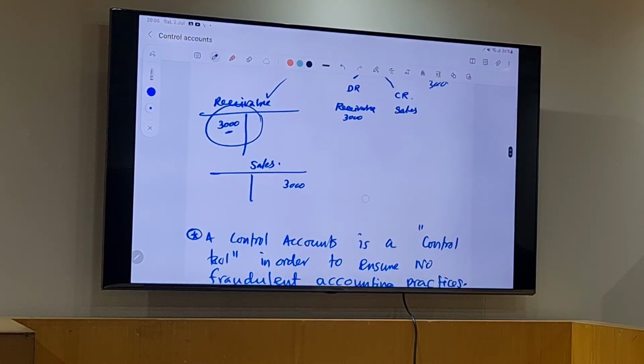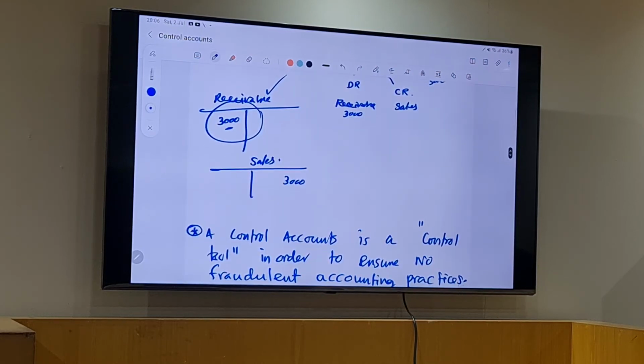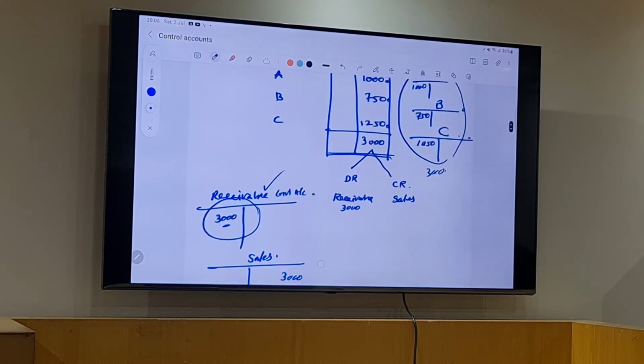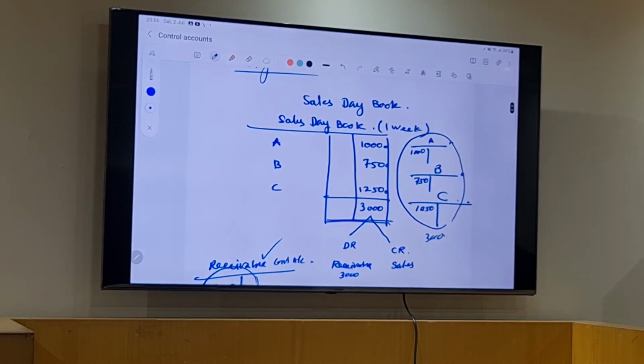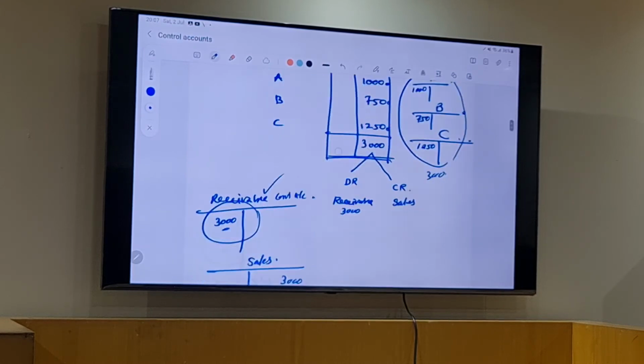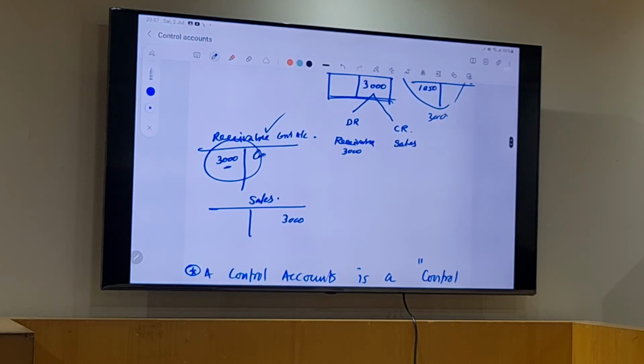Now, when you talk about this receivable ledger, we can also call it receivable control account. When I have the sales day book as one of the primary books, the cash book is also one primary book. So in the cash book, you may have collections from the customer. That collection you should record here also, right? So cash.